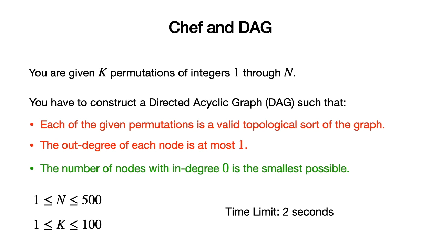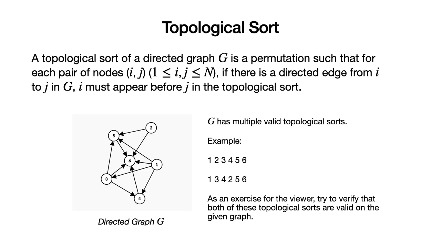So the first part is the topological sorts. Now, what is a topological sort? Well, a topological sort of a directed graph G is a permutation such that for each pair of nodes I, J, if there is a directed edge from I to J in G, then I must appear before J in the topological sort. Let's look at the example below to understand this. The graph G has two valid topological sorts on the right, 1, 2, 3, 4, 5, 6, and 1, 3, 4, 2, 5, 6.